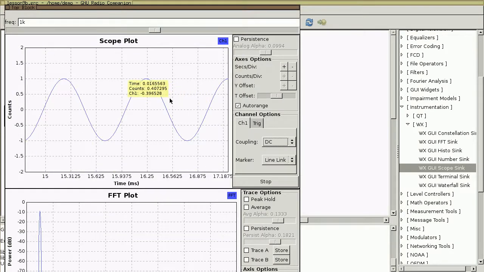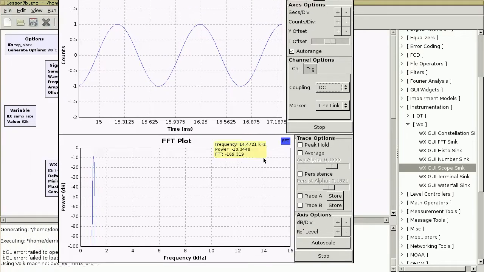First thing you'll notice is that the scope plot only shows us one channel. This looks like a true cosine wave, not a complex exponential. Now the other thing you may notice is this FFT sink. It looks similar in that it shows us a spike at 1 kilohertz, but notice that 0 hertz is now on the left. It only extends from 0 hertz to 16 kilohertz. It isn't showing us negative frequencies.